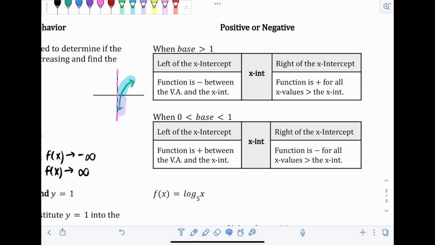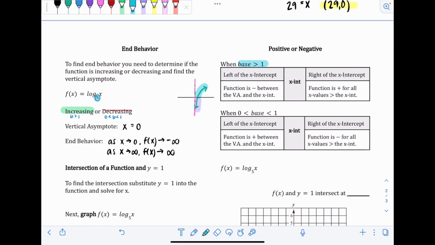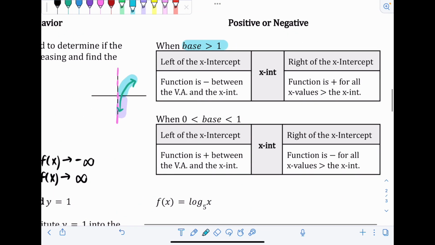So this says when the base is greater than 1, which this was for log base 5 of x. So we had a base greater than 1. That says that on the left side of the x-intercept, which we don't really know where the x-intercept is, the function is negative between the vertical asymptote and the x-intercept. So I'm looking at this part of the table right here, and that whole thing is describing this purple section.